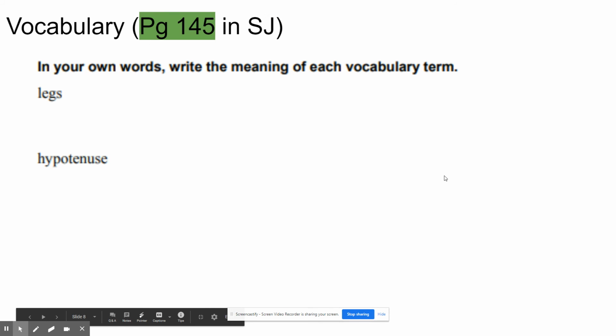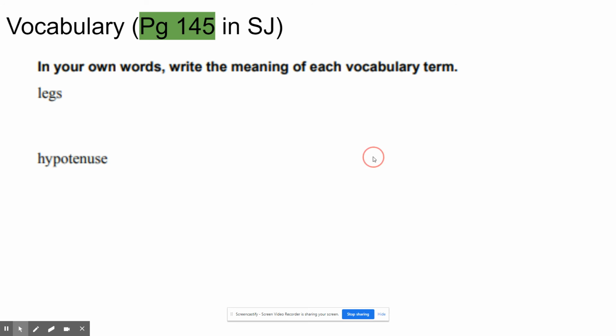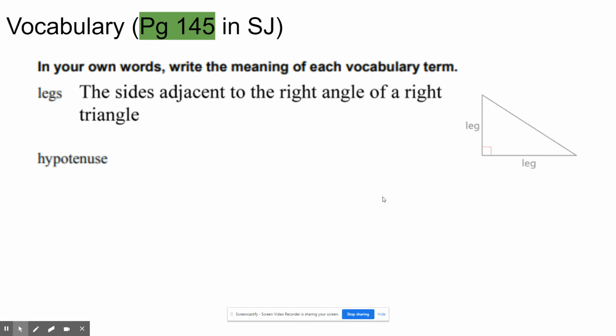In this video, we're going to be practicing proving that triangles are congruent using the hypotenuse leg theorem. But before we do that, let's just review these vocabulary terms. In a right triangle, the legs, remember, are the sides that are adjacent or next to the right angle. So you can see in this right triangle on the right here, the two legs are the shorter sides. They are the sides that are next to your right angle.